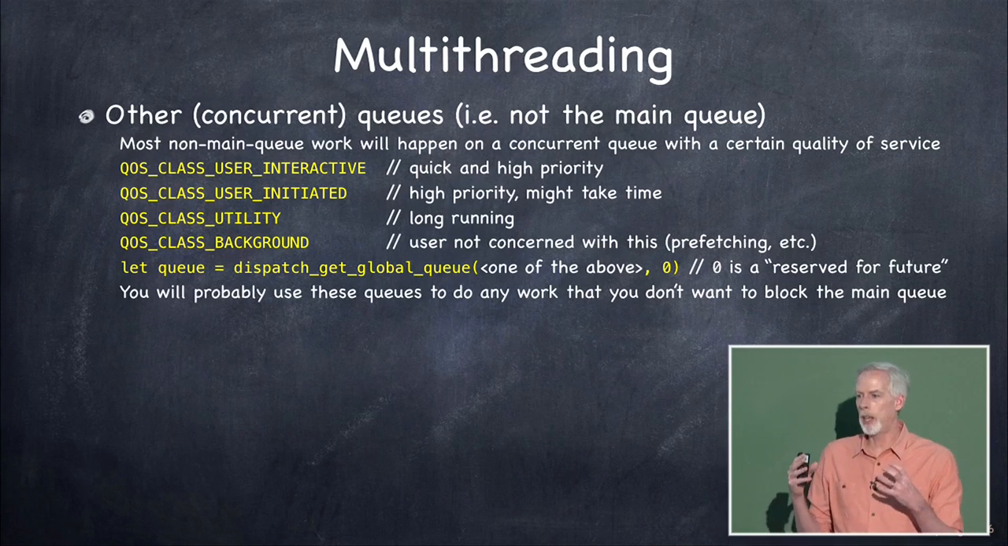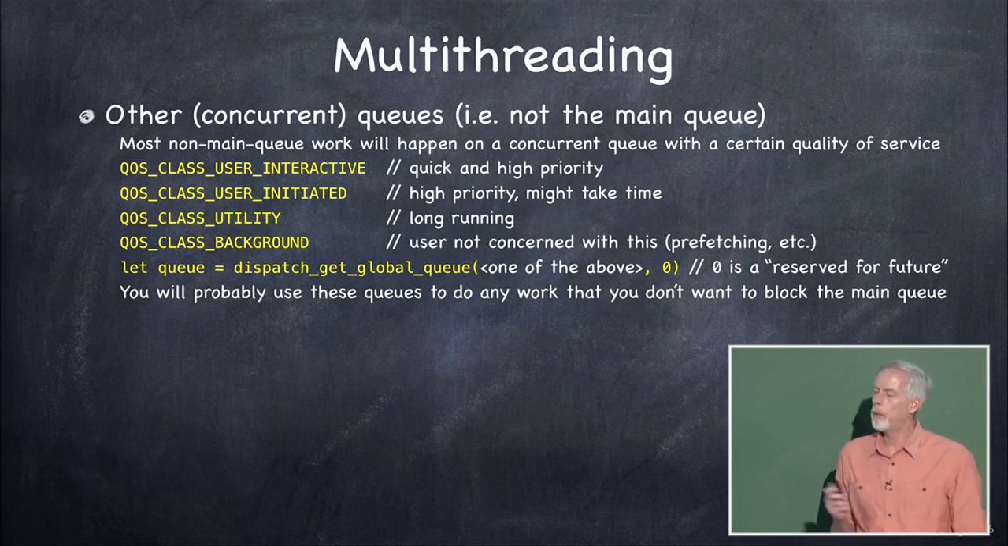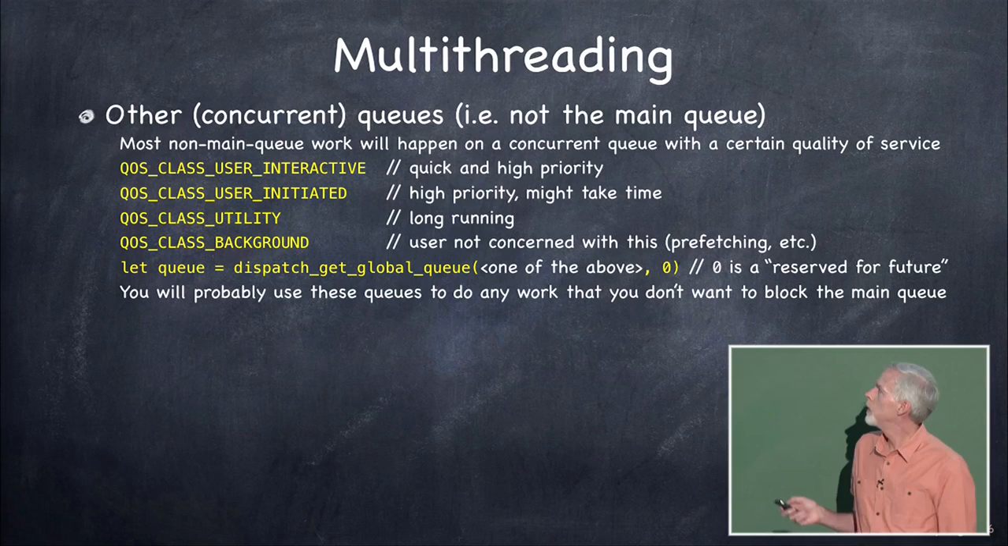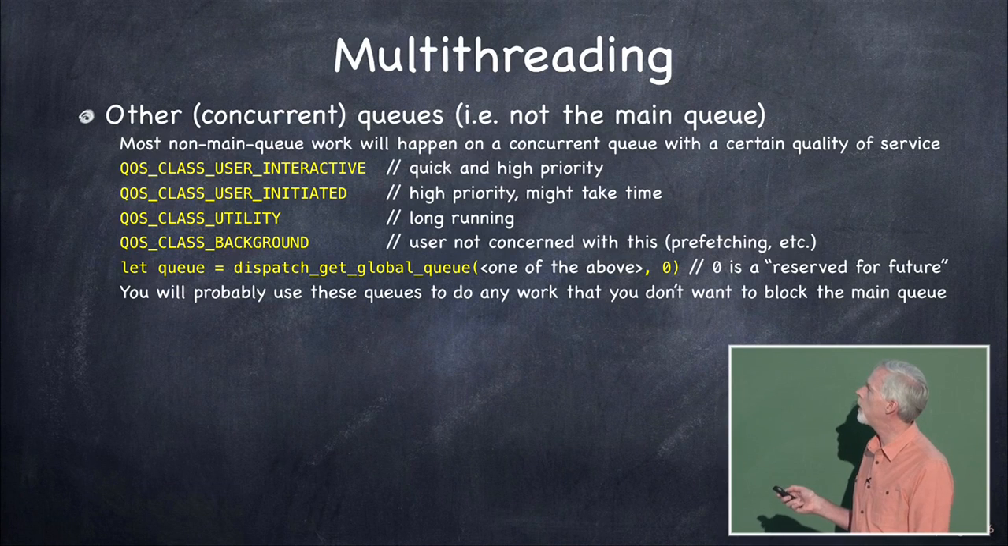High priority queues get a high quality of service. They get serviced a lot. But it's not purely that, but it's generally that. So what are the four qualities of service here? One is user interactive. You can call this dispatch get global queue right here, and you can say, give me the user interactive queue.